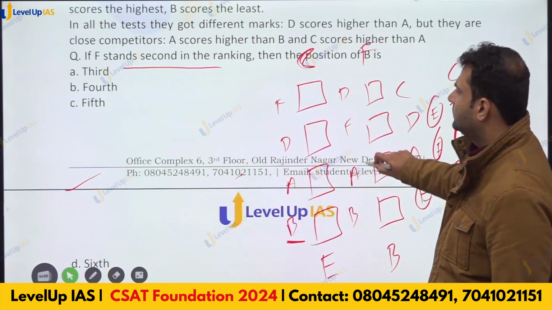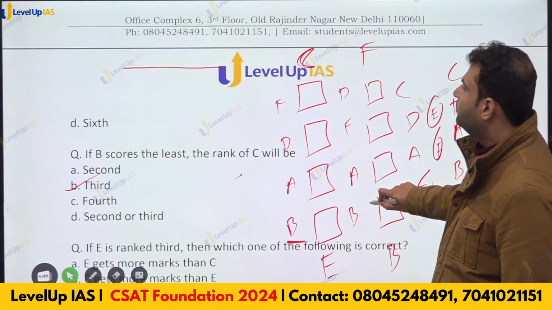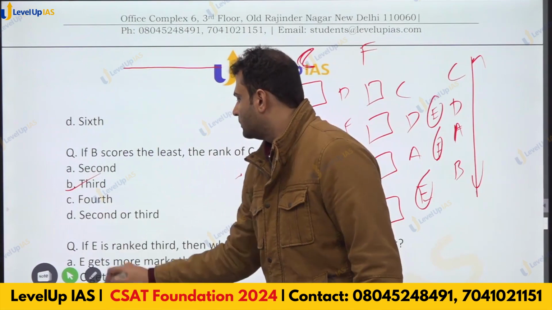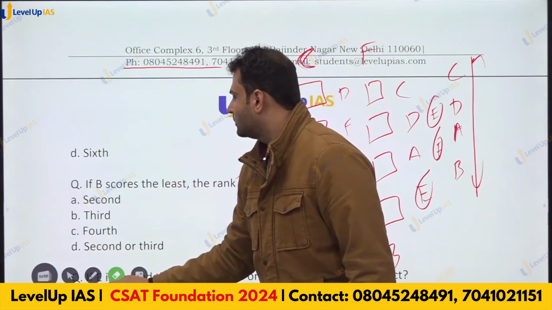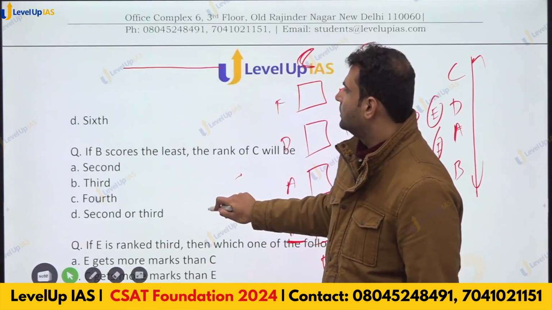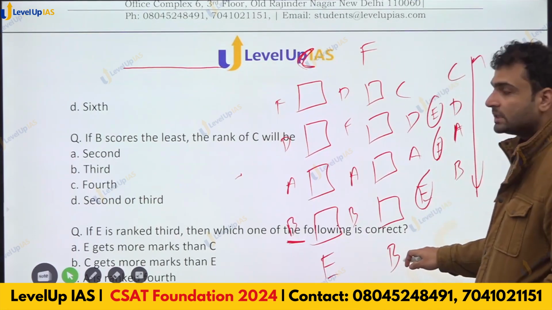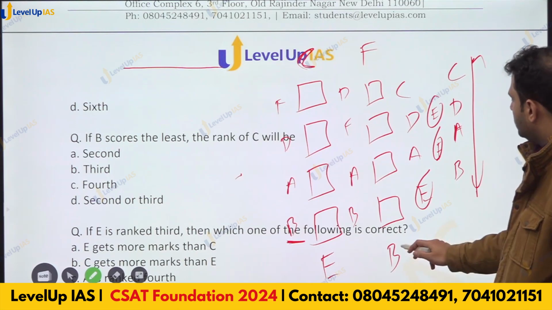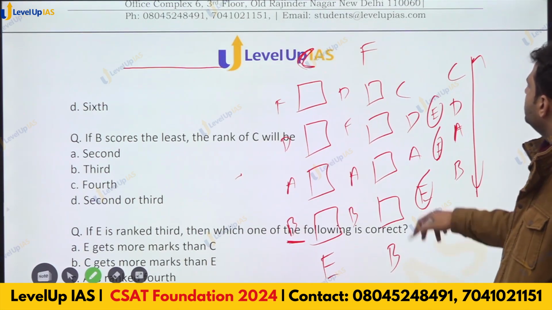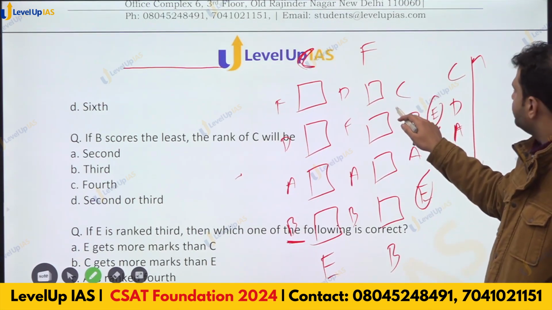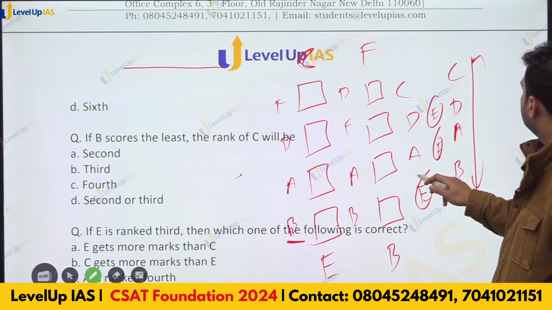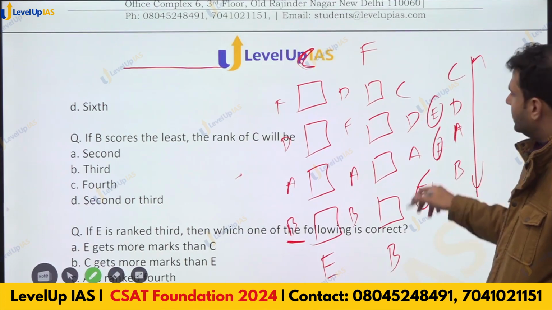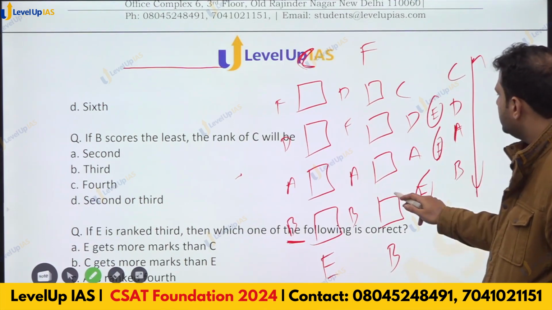Next, if B scores the least, then the rank of C will be? If B scores the least, what is the rank of C? If B scores the least, then C can come at number 2 or number 3. Yes, because E can come here as well. But A and B have to be here. So C can come.